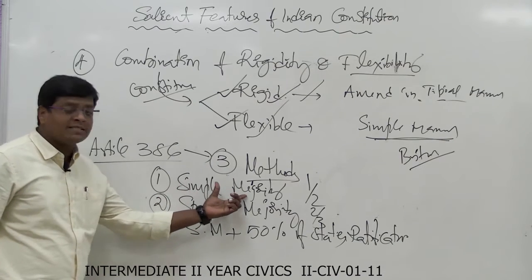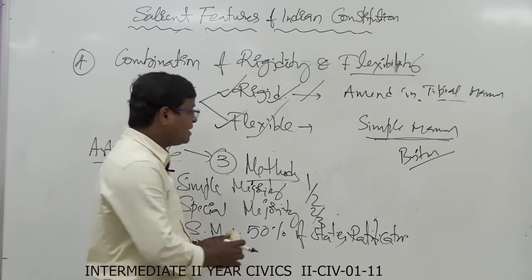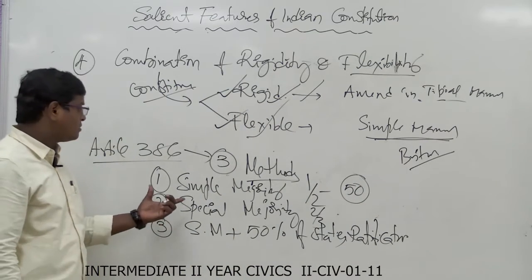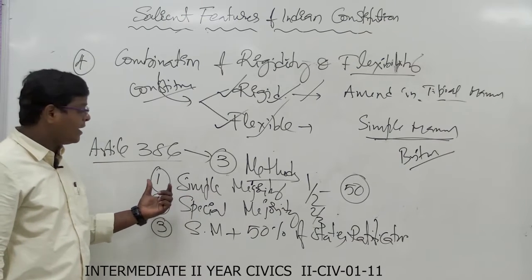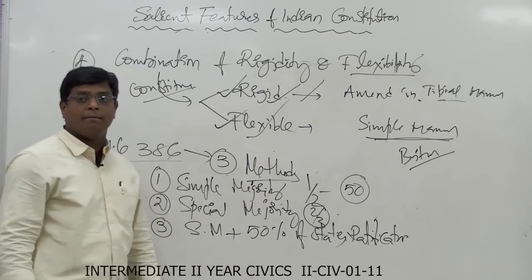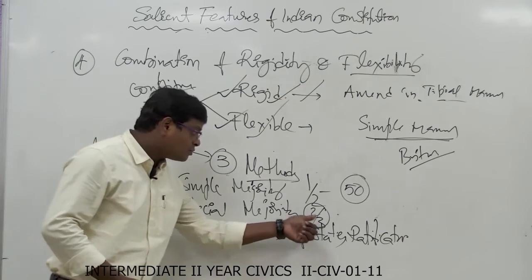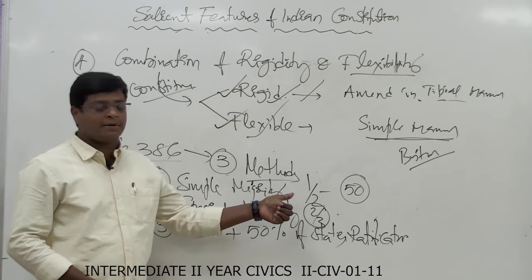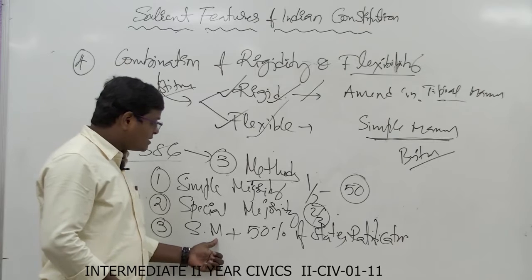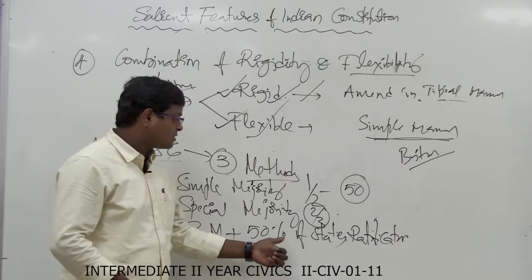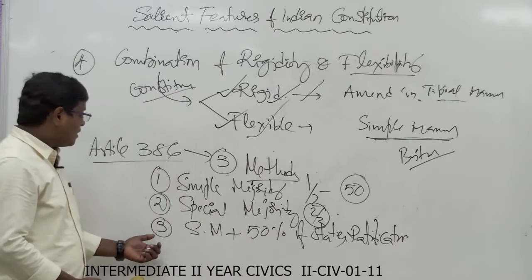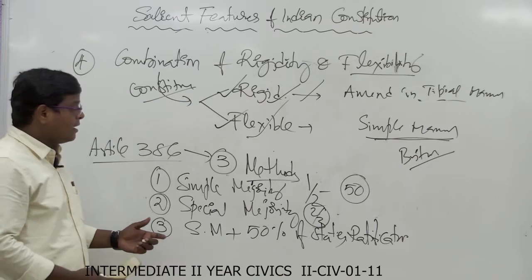There are three different methods to amend the Indian Constitution. One is simple majority, that is a 1/2 majority. That means 50% of the total members of both houses of the Parliament of India. And special majority, 2/3 majority, means two out of three should accept. And the third is special majority plus 50% of states ratification. 50% of states should approve to amend some of the provisions.